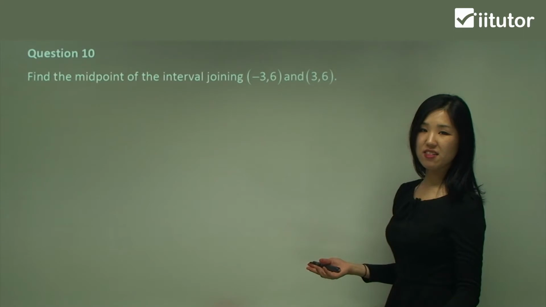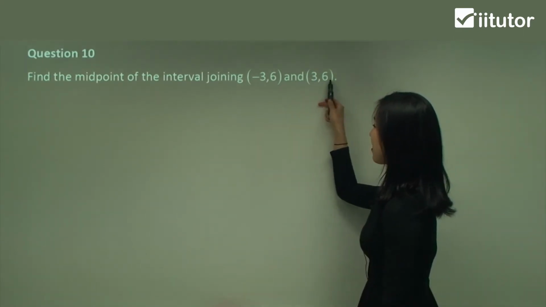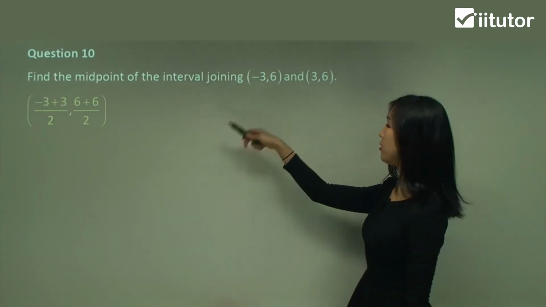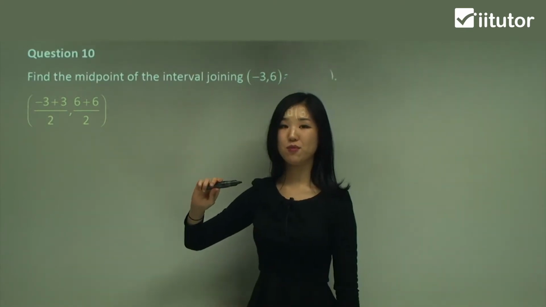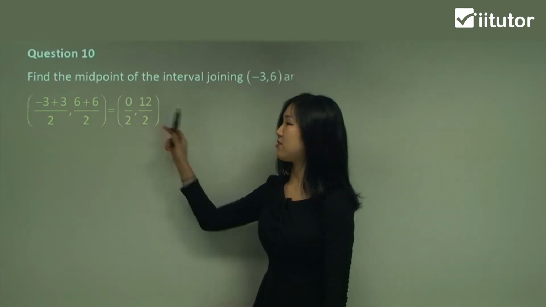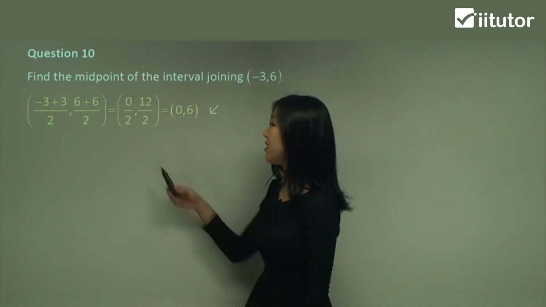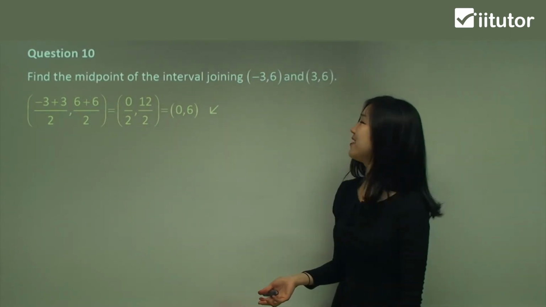Question 10, again the same thing. We add the x's together and the y's together. So x's is minus 3 plus 3 divided by 2, and then y, 6 plus 6 divided by 2. We know that negative 3 plus 3 is 0, and 6 plus 6 is 12. 0 divided by 2, 0 divided by anything is 0, and 12 divided by 2 is 6. 0, 6 is the midpoint.